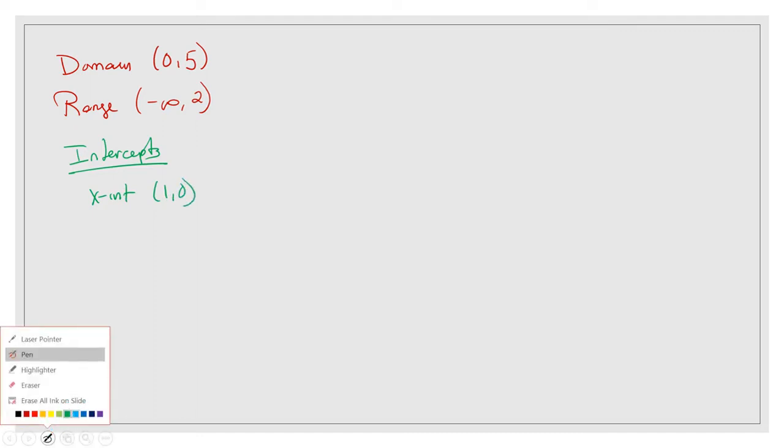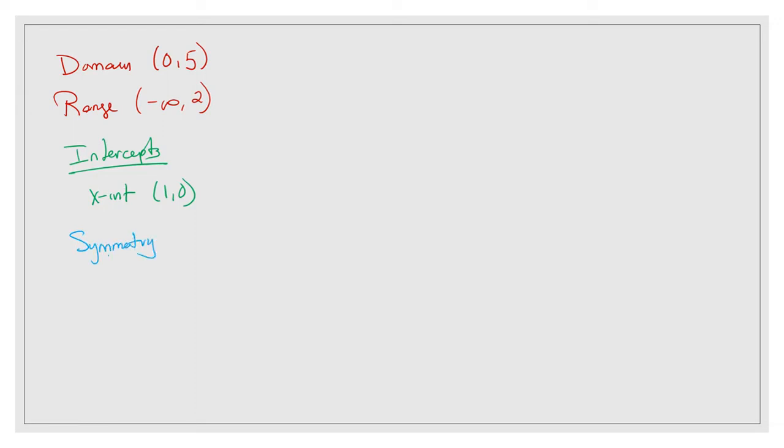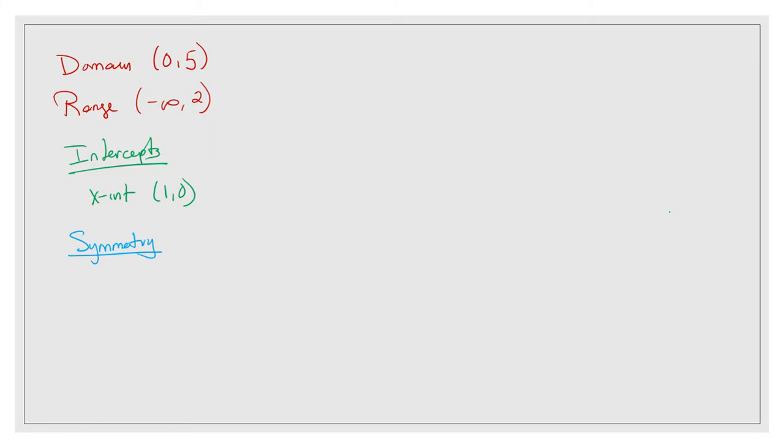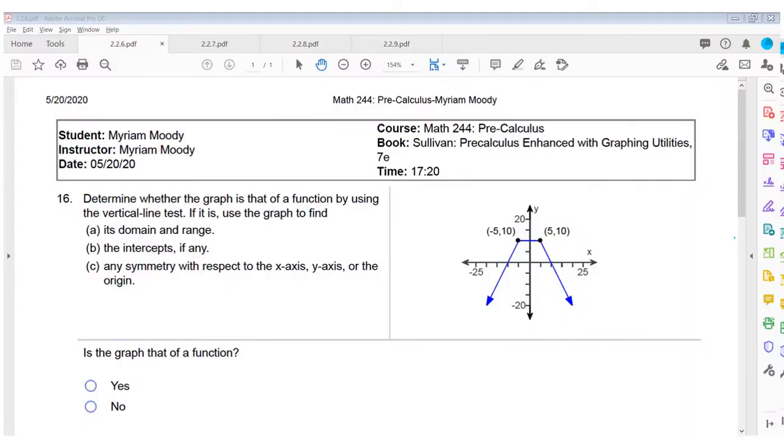Okay. Symmetry. Any symmetry whatsoever going on here? X-axis symmetry, y-axis symmetry, origin, not seeing any of it myself. In this case, we have none. And by the way, y-intercept, none. Good? Okay, let's look at another one.